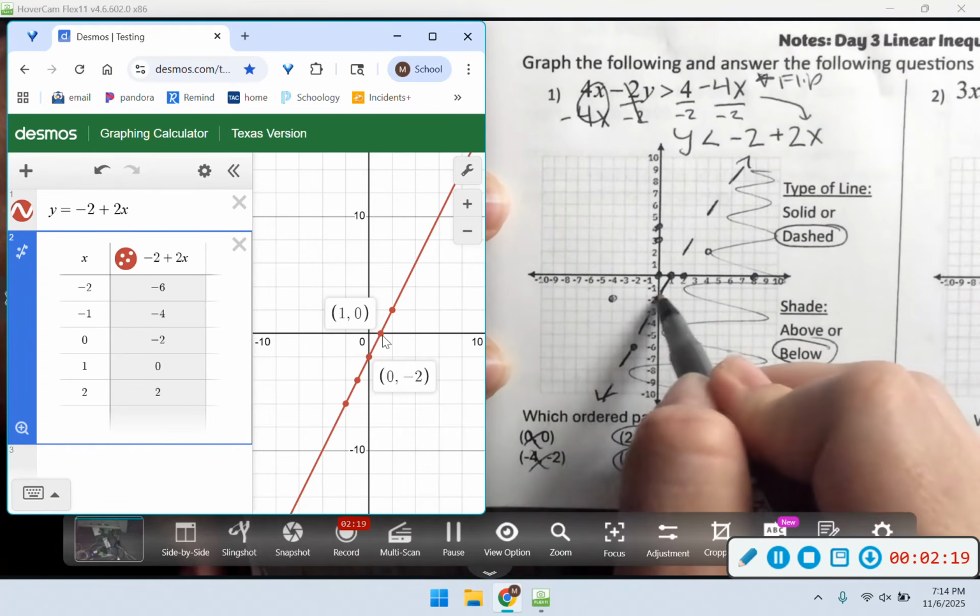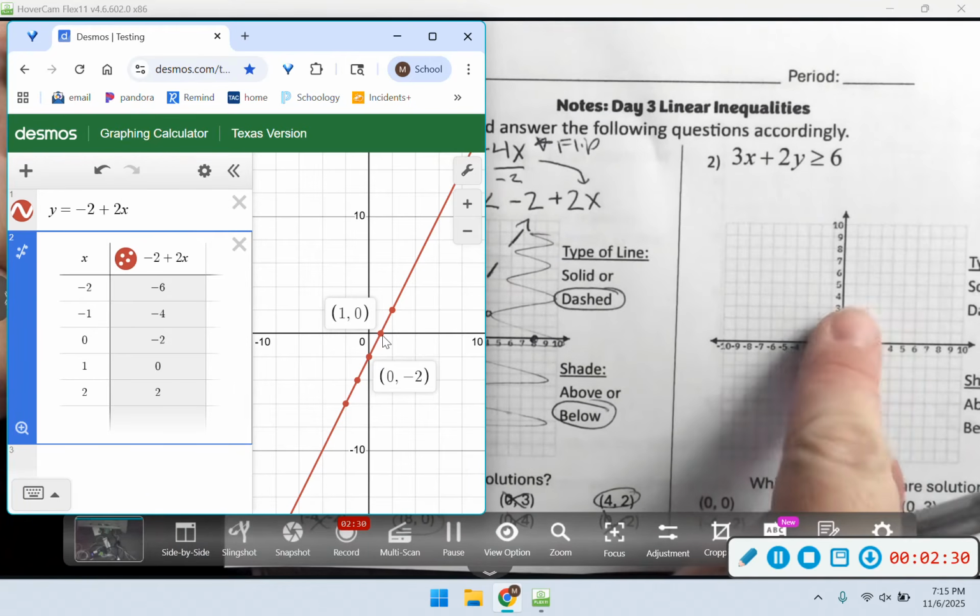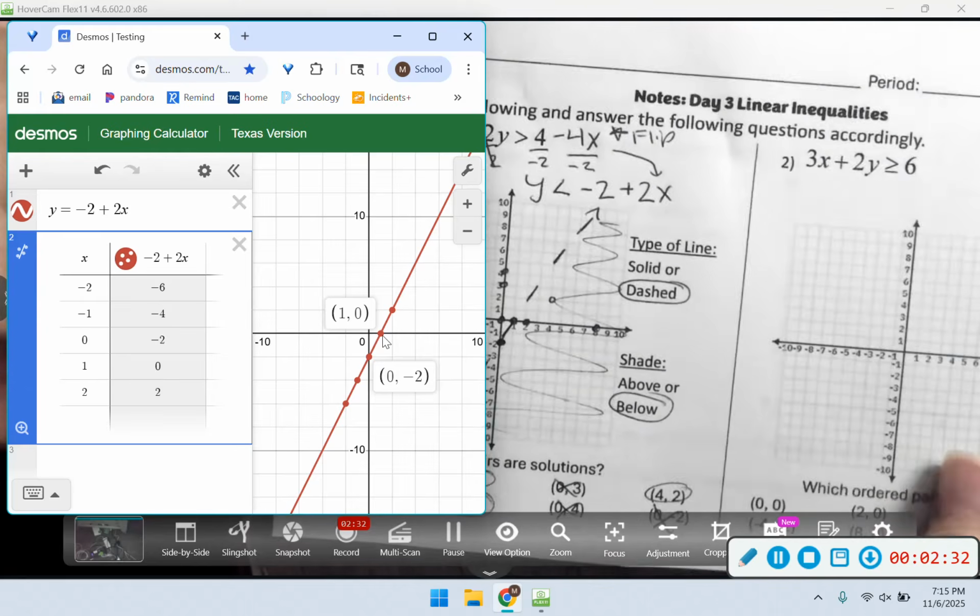And 0, negative 2, well, that's on my dashed line, and dashed lines do not hold solutions. Now, if it was a solid line, that would be a solution. Okay, on this one, we're going to skip it, but we're going to flip to the back.